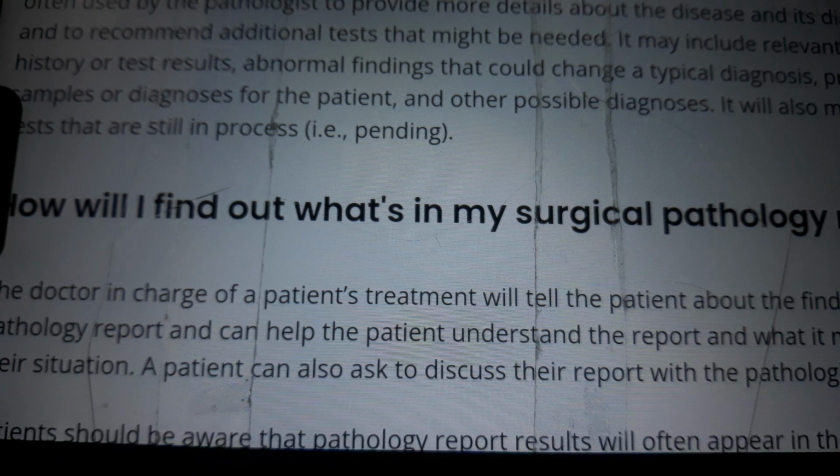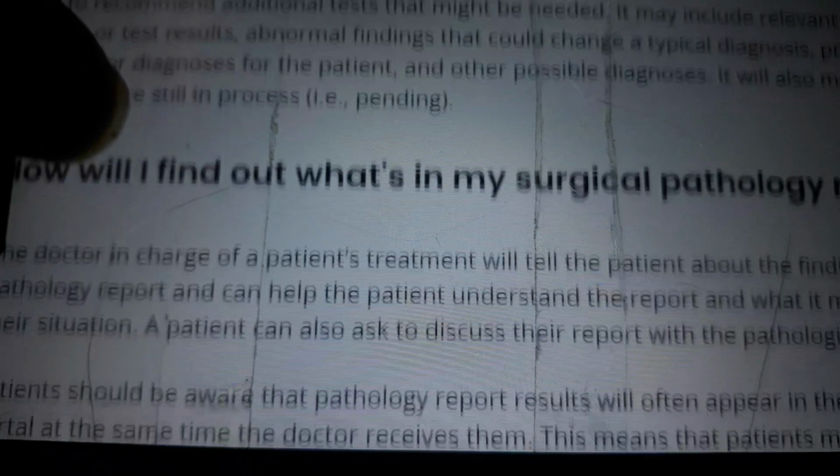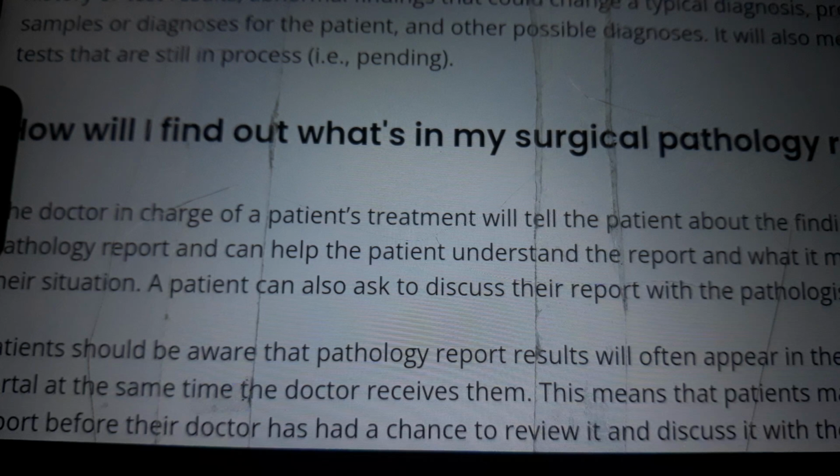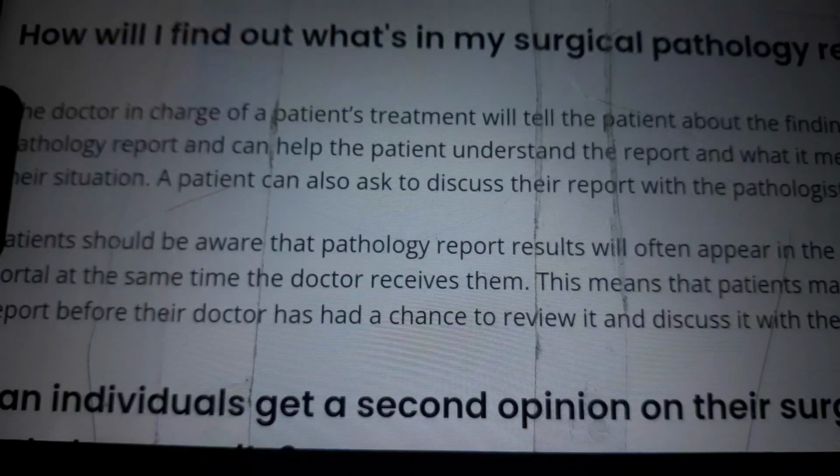It may include relevant clinical history or test results, abnormal findings that could have changed a typical diagnosis, previous samples or diagnosis for the patient, and other possible diagnoses. It will also mention tests that are still in process, that is, pending.